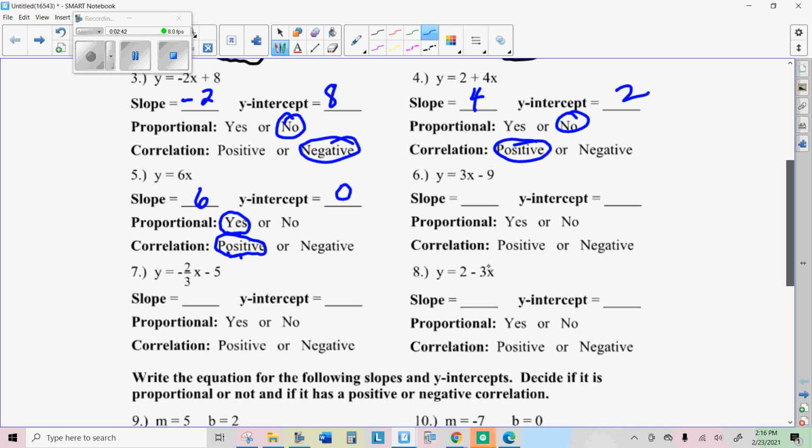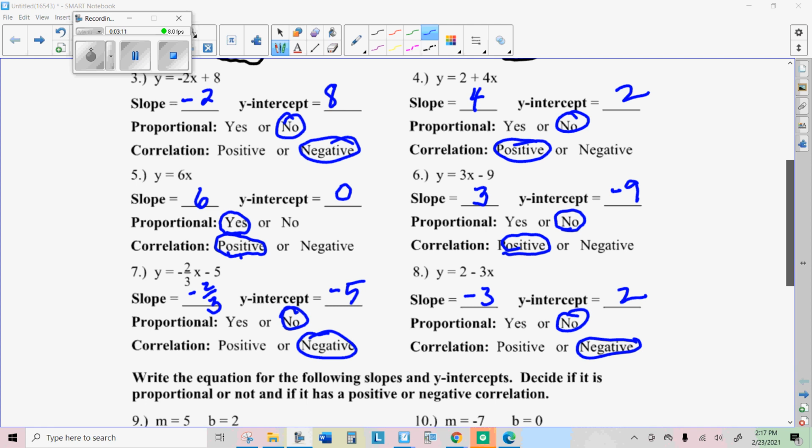All right. The next one, our slope is 3. Now, if it's a minus 9, then you have to say the y-intercept is negative 9. So it's going to cross below the x-axis. That is not proportional because we have a minus 9 for y-intercept, not 0. And since the slope is still a positive number, the correlation is positive. Why don't you try the next two?